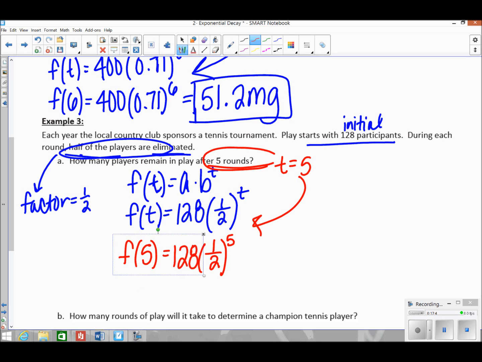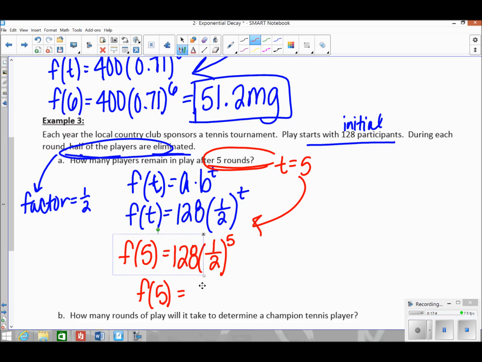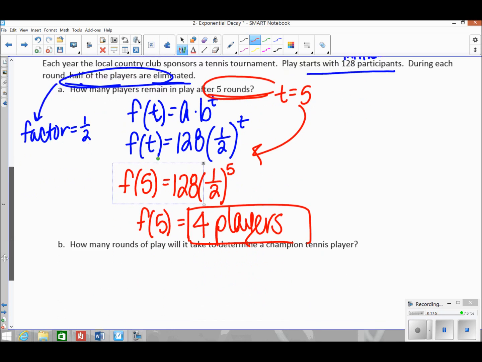So when you do that, you end up with 4. So 4 players. There's 4 players left after the 5 rounds, of half are eliminated, and you start with 128.